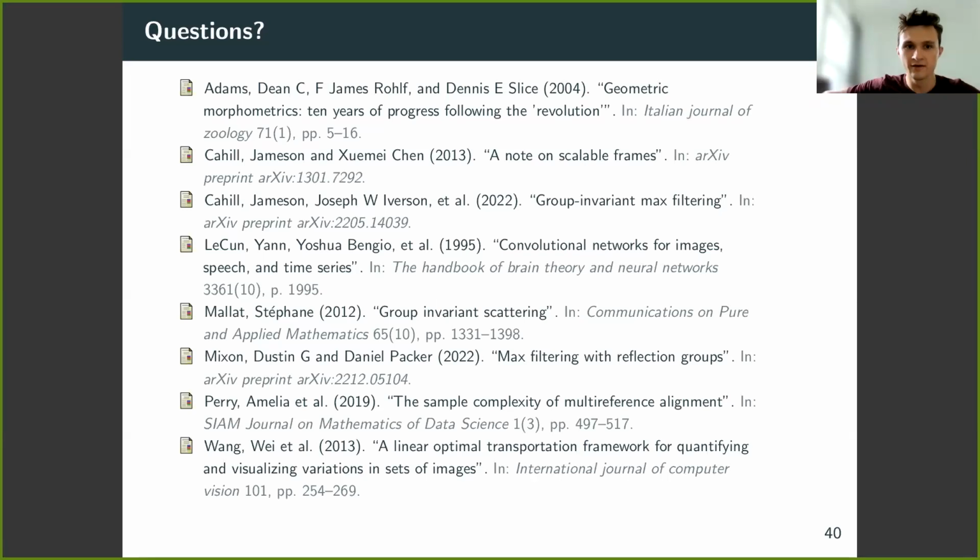Here are a bunch of citations. This is the scalable frames one that I didn't have an inline reference to, but that's pretty cool. It's short, sweet, and solves a really cool problem very elegantly.